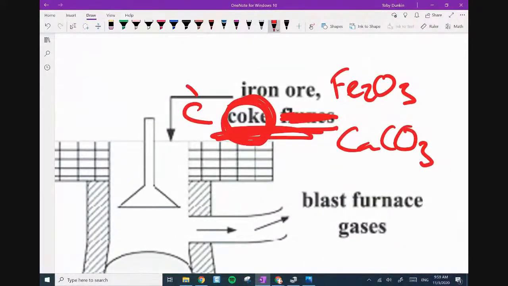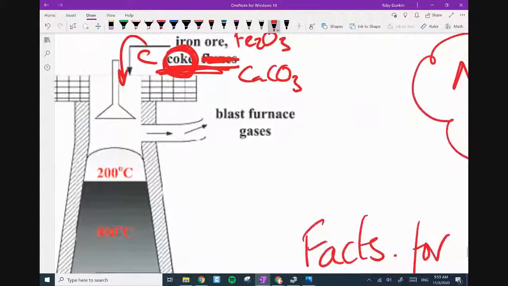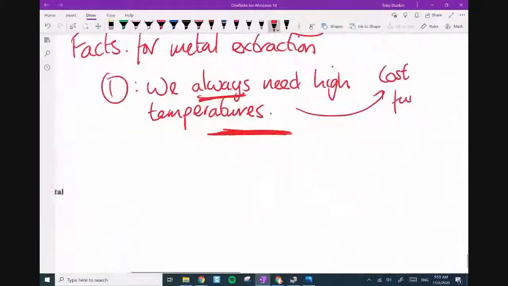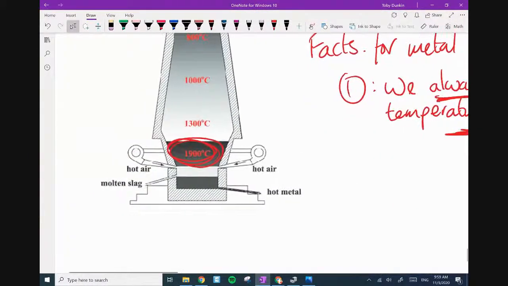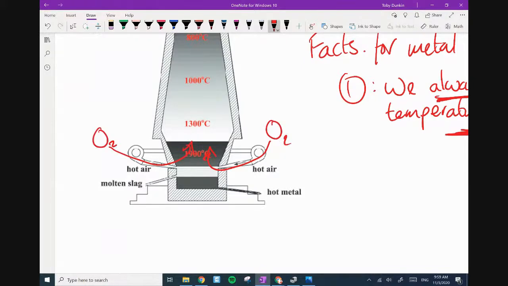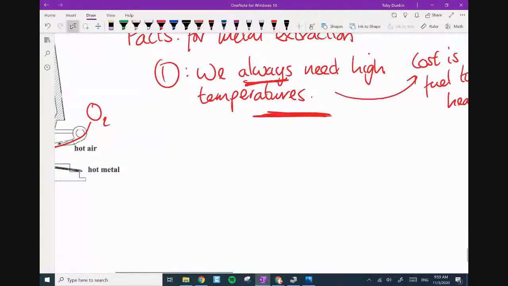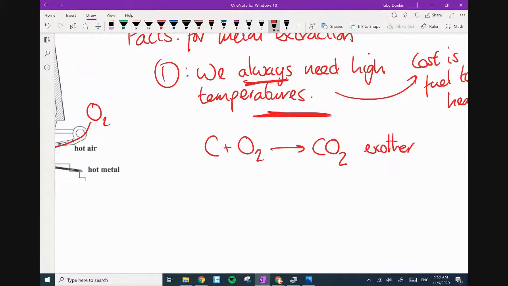We added carbon to the blast furnace to provide the heat. So what happens is, by the way, look what else goes in. Hot air is also going into the blast furnace, which provides oxygen. Yeah, the O2 comes from the air. And what happens is the carbon burns in oxygen to form carbon dioxide. This is very exothermic, gives us lots of heat. Takes the temperature up to about 900 degrees Celsius.